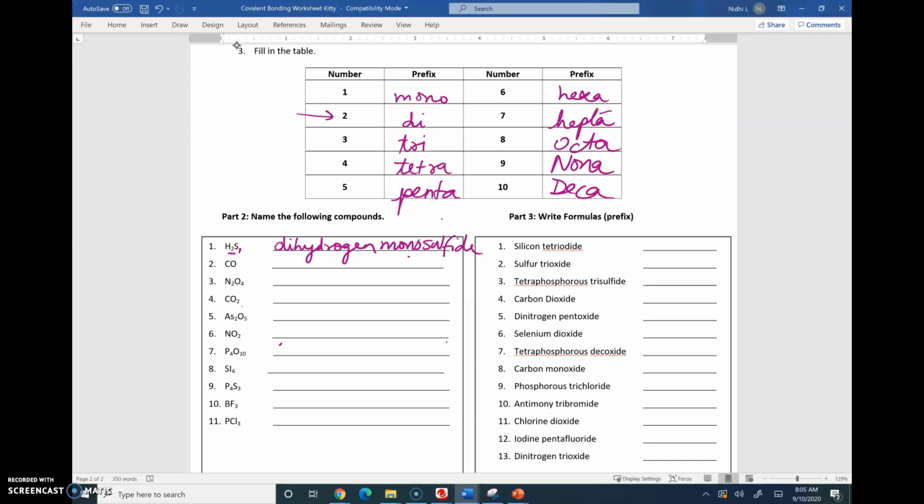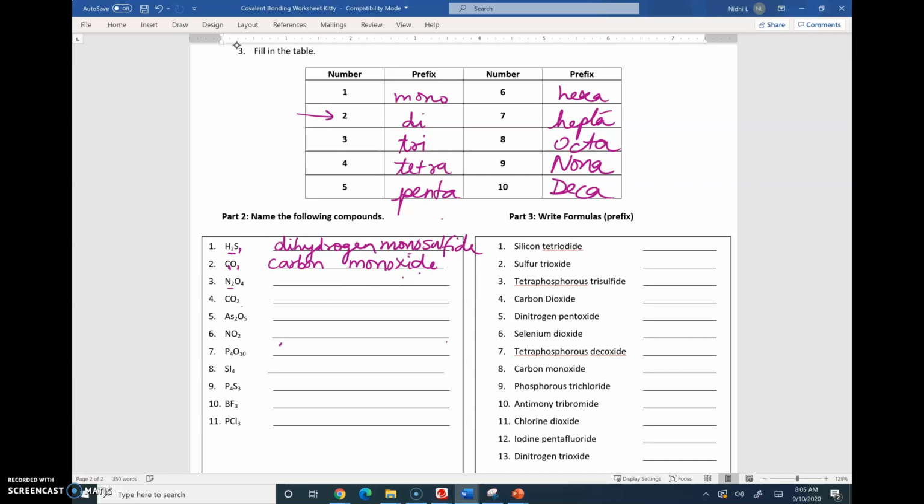Now, when the first element is 1, we're not going to use mono. You're just going to name it as is, carbon. And then when the second one is 1, you are going to use that prefix mono for 1. Monoxide. Notice we are not calling it monooxide. We are not saying oxide with two vowels together, okay? You're not gonna have 2 of these vowels together, okay? Just drop one and keep the O. Keep one of the O's.